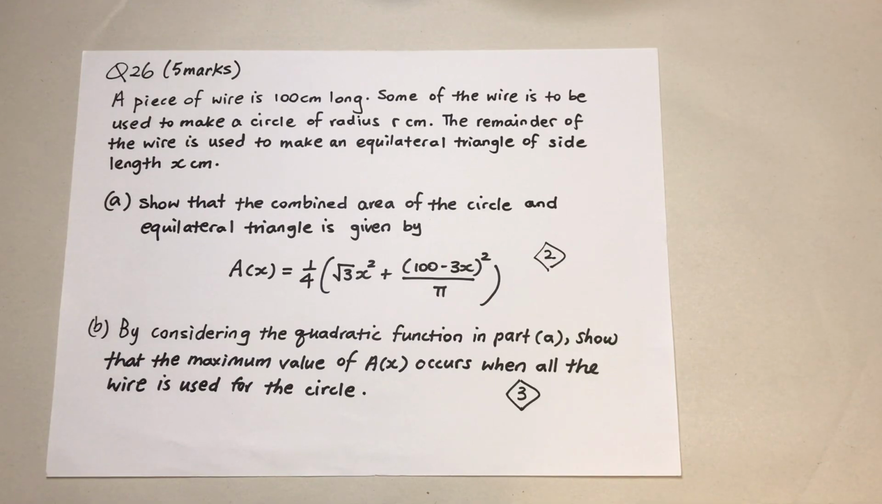Part B. By considering the quadratic function in part A, show that the maximum value of A of x occurs when all the wire is used for the circle. That is 3 marks. Okay, let's start.